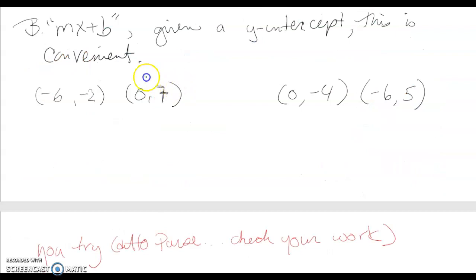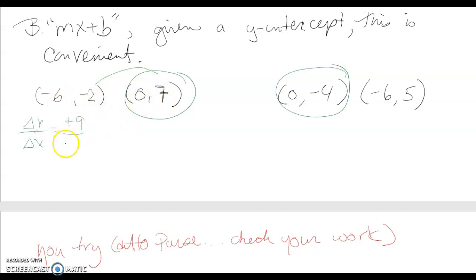If you're given a super special point, like the y-intercept, please, let's use mx plus b. We can see from these 2 points, we just need to find slope because we're already given the y-intercept. So we're going to find slope by saying change in y over change in x. Here we go up 9, so +9. Here we go up 6, +6. We're always going to reduce, so we're at 3/2. y equals 3/2 x plus 7.